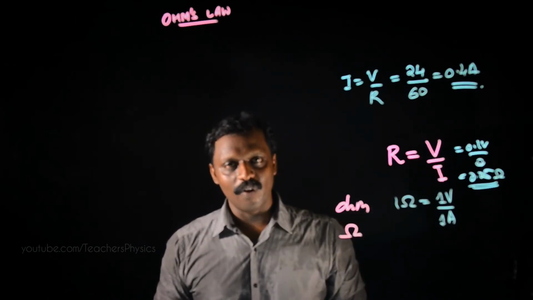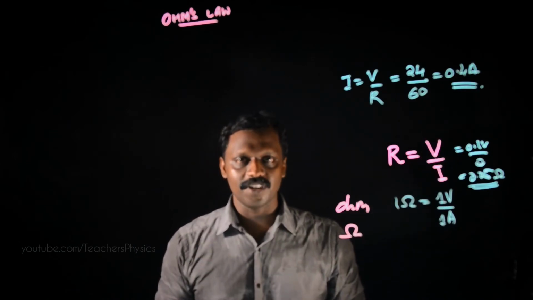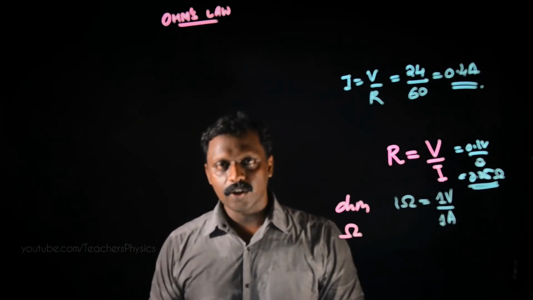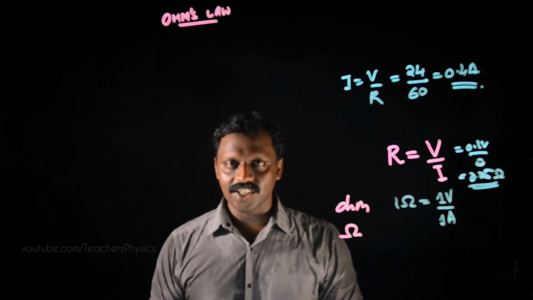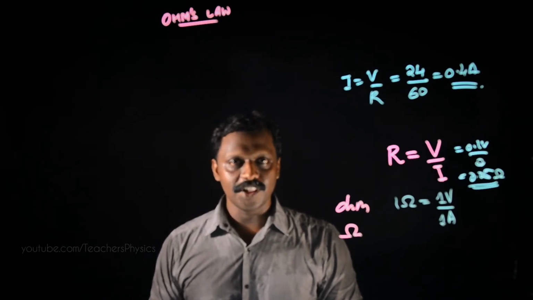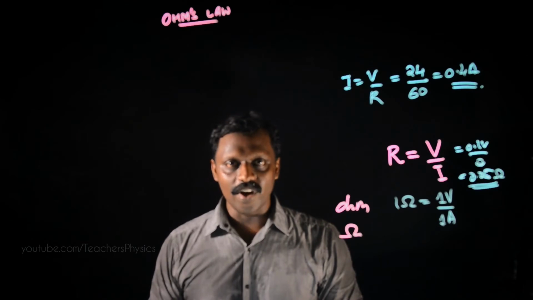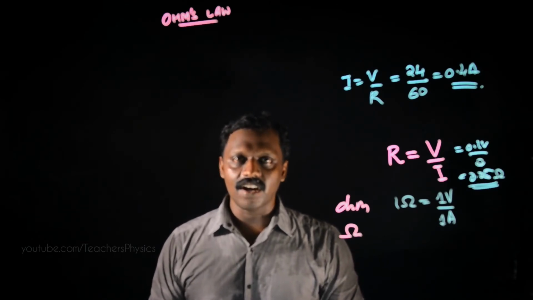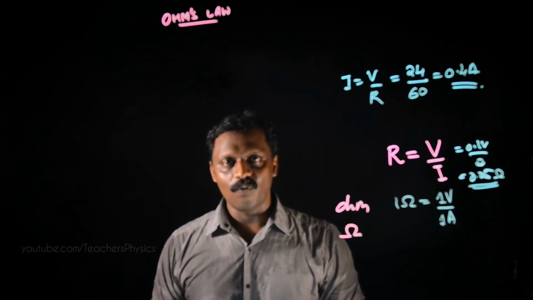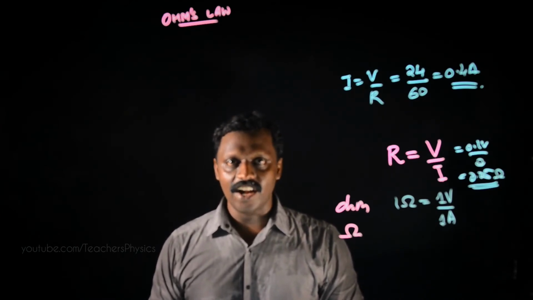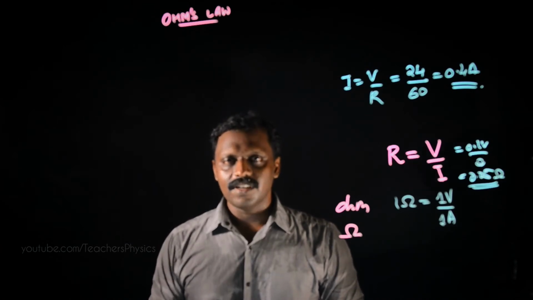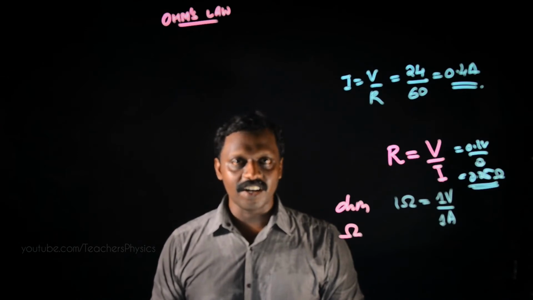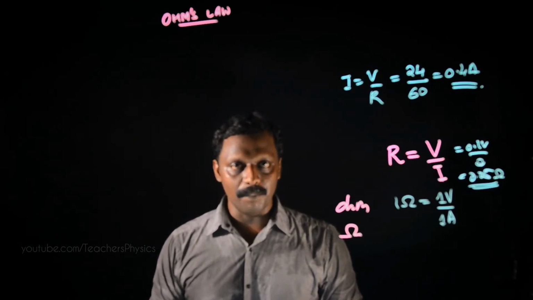These two problems were quite simple. It was direct substitution in Ohm's law. Let us discuss a step further. In the third question, it is given that an electric iron draws a current of 3.4 ampere when connected across a 220 volt supply. Calculate the current drawn by the same electric iron when connected across a 110 volt supply. So the question is to find the current drawn by the electric iron when connected to 110 volt mains.